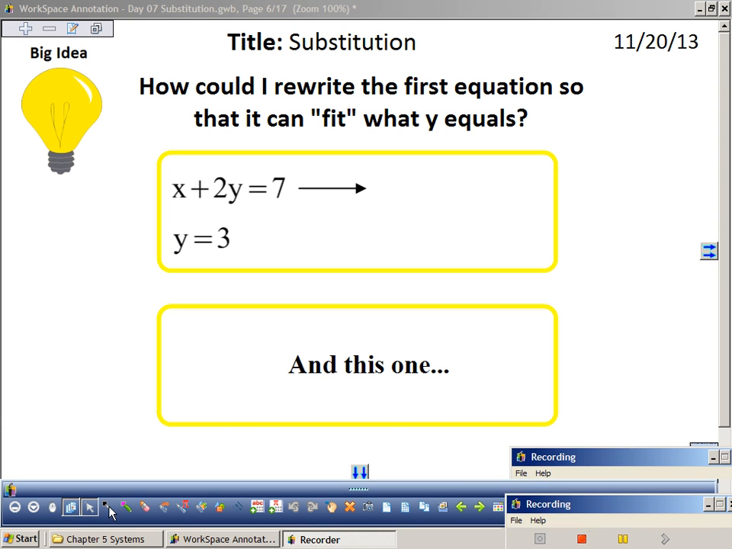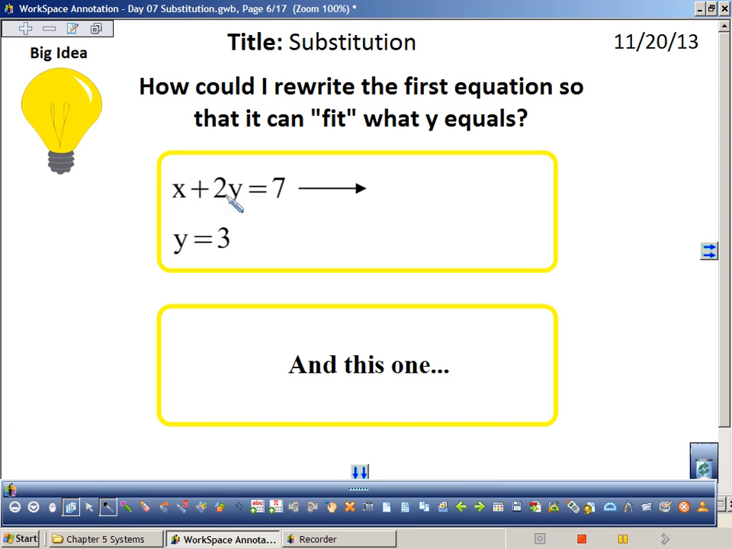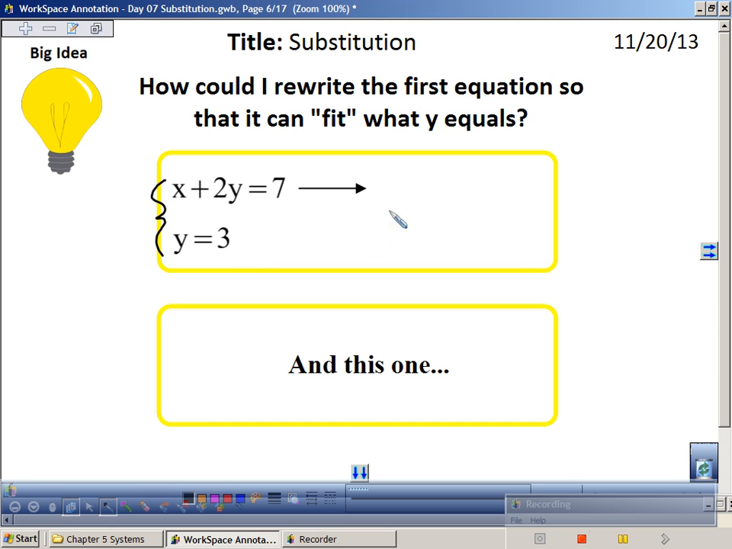What substitution is. So if I have this, x plus 2y equals 7 and y equals 3, this is a system of equations, correct? I already know what y equals. So how could I rewrite the first equation so that it can fit what y equals? x, I heard it, plus 2 parentheses equals 7, correct?